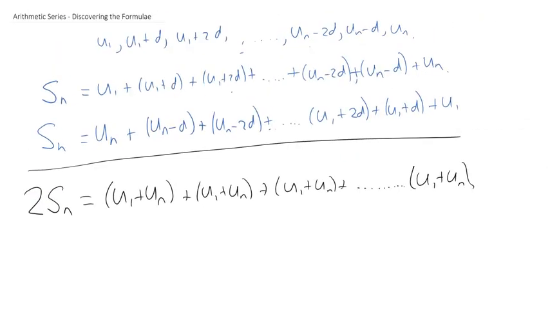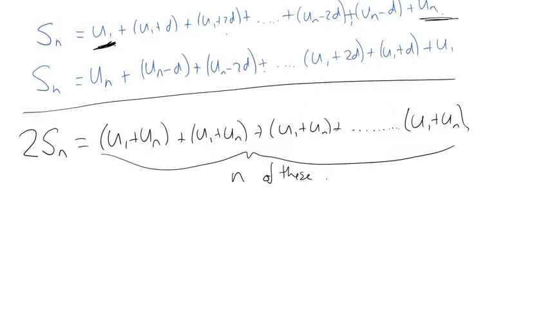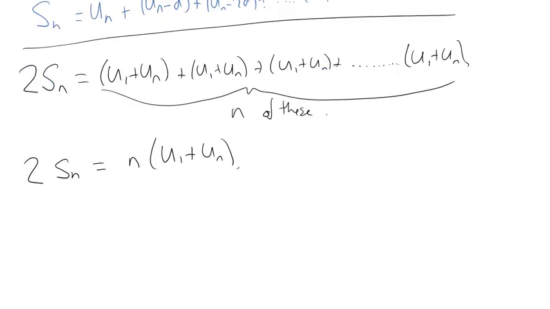So the question then is, how many of these pairs do we have? Well, if we started with 1 and we ended with n, then we're going to have n pairs. There's n of these. So that means that two lots of S of n is just going to be n multiplied by u1 plus un. That's it. And so now if we divide everything by 2, we're going to have our first formula: S of n is equal to n over 2 times u1 plus un.